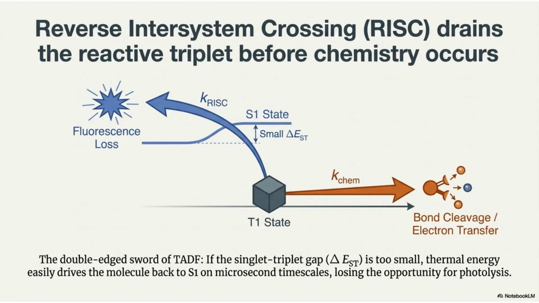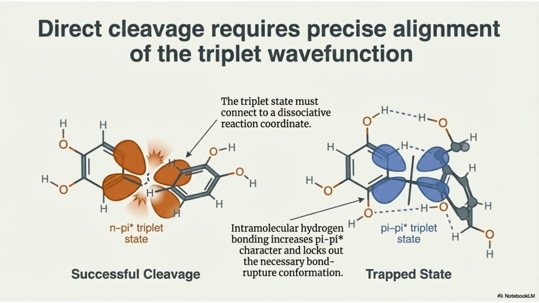If the singlet-triplet energy gap is too small, thermal energy easily drives the molecule back to the singlet state, losing the opportunity for photolysis. Direct cleavage requires precise alignment of the triplet wave function. For successful cleavage, the triplet state must connect to a dissociative reaction coordinate, as seen in the n-π* triplet state. A π-π* triplet state can be a trapped state.